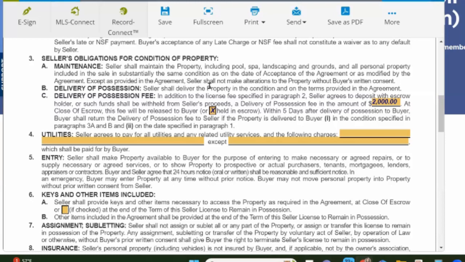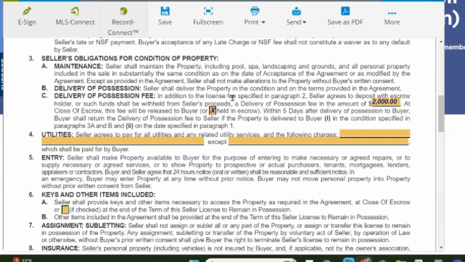But this is saying that the seller is going to maintain the property, the pool, the landscaping, all of that, in the condition that it was when it went under escrow and when it closed. It says the seller may not make any alterations to the property without the buyer's consent, which of course the seller no longer owns it, so we don't want them making changes.